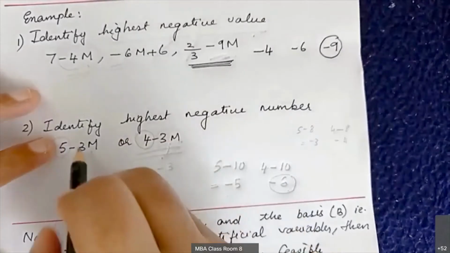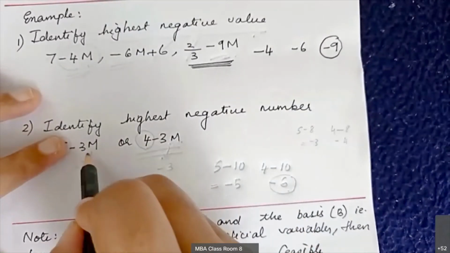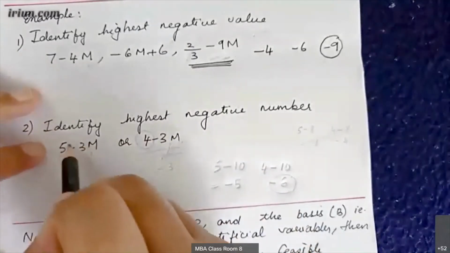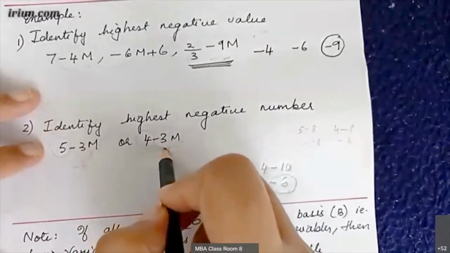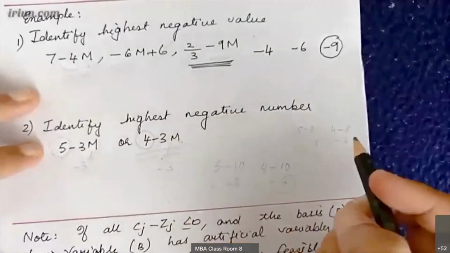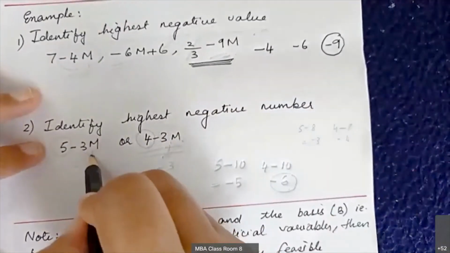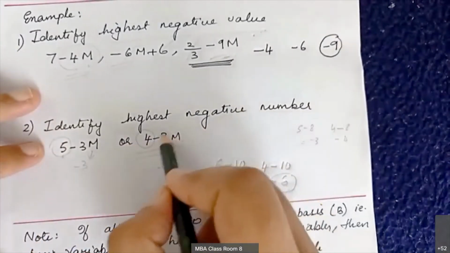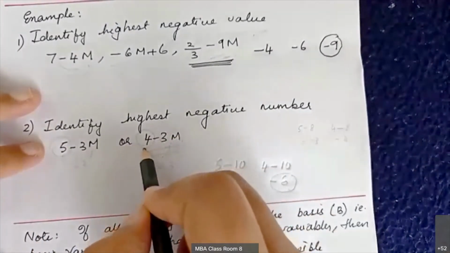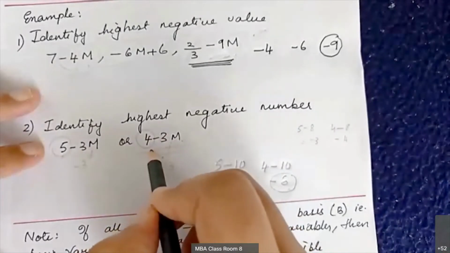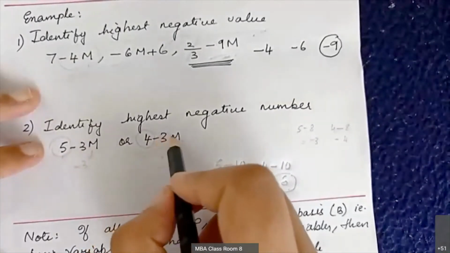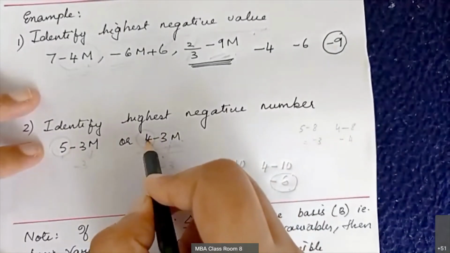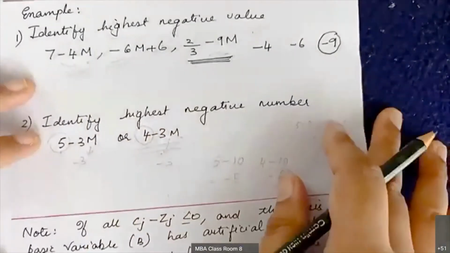So in such situations where the M value has the same coefficient in both the numbers, you will have to consider the other number also. If you have any doubt, just substitute some value and then find it out. A value which is subtracted from a bigger number, or a value which is subtracted from a smaller number, the smaller number will have the highest negative value. The number which is subtracted from the smaller value will have the highest negative number. I hope it is clear for you.